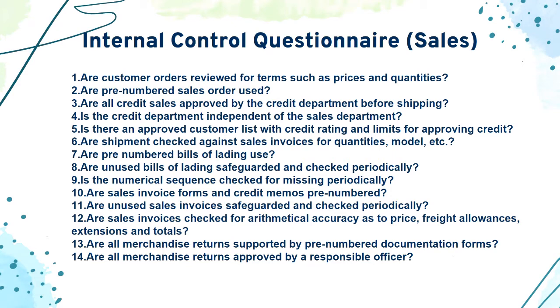Are pre-numbered bills of lading used? Are unused bills of lading safeguarded and checked periodically? Is the numerical sequence checked for missing numbers periodically? Are sales invoice forms and credit memos pre-numbered? Are unused sales invoices safeguarded and checked periodically? Are sales invoices checked for arithmetical accuracy as to price, freight allowance, extensions and totals?